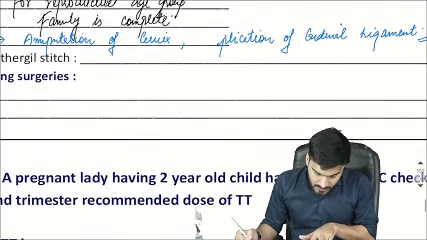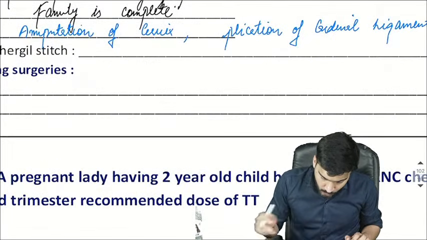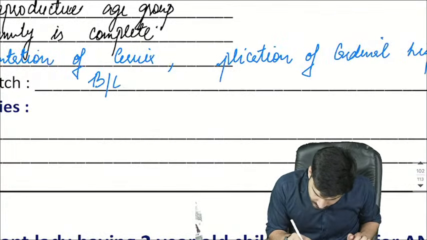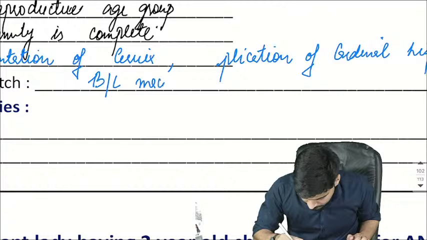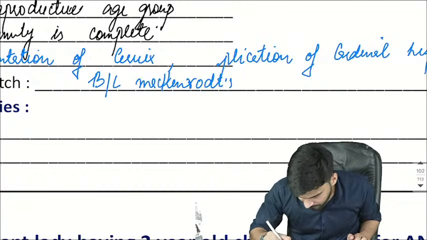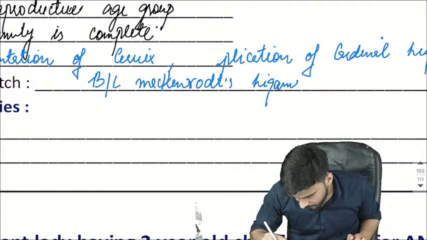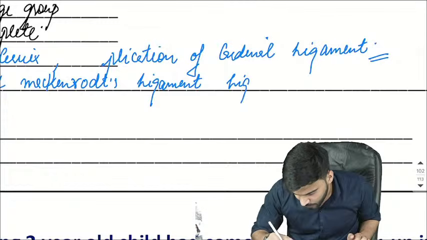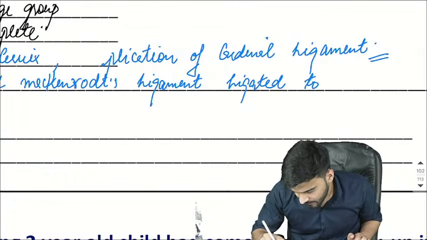Now next to that, we do the Fothergill stitch as well. What is that? That is the bilateral Mackenrodt's ligament ligated to the uterus anteriorly.